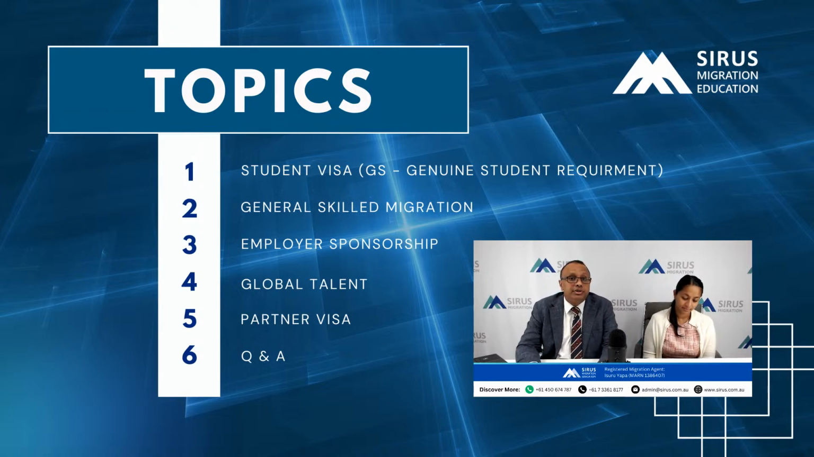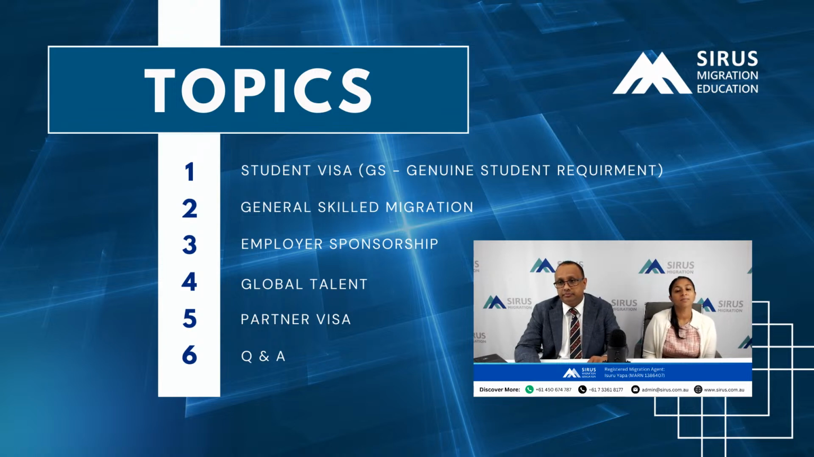So we're going to be talking about the variations from the GTE. Right now what we have is the GTE, which is the Genuine Temporary Entrant criteria for a Student Visa. And from 23rd of March, the new system is going to replace the GTE. Only the GTE criteria will remain for student dependent applicants, but for the students it's going to be replaced with a system called Genuine Student Requirement, which is called GSR.